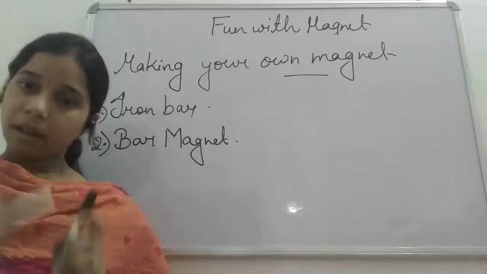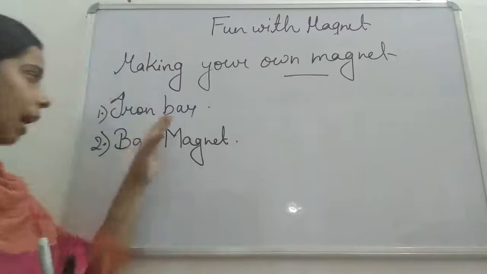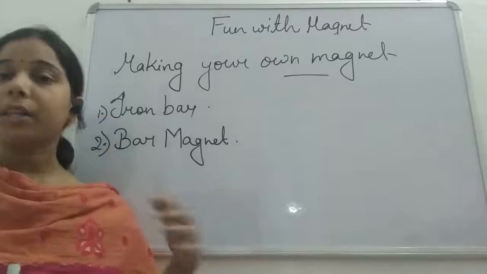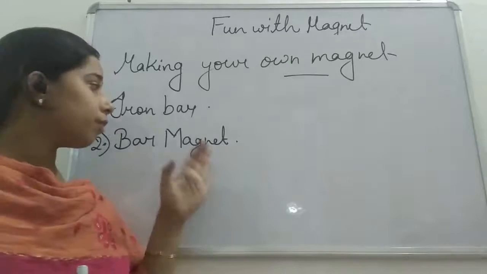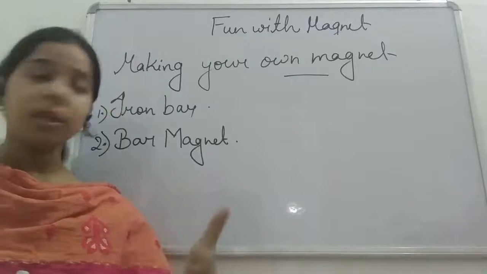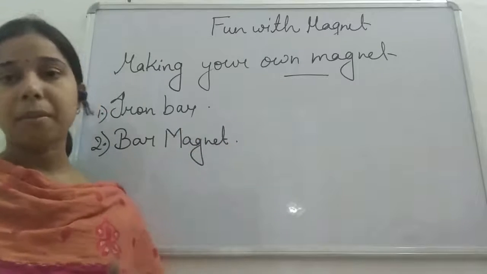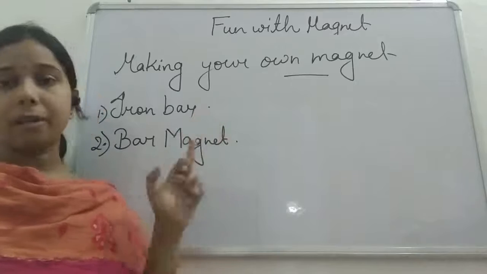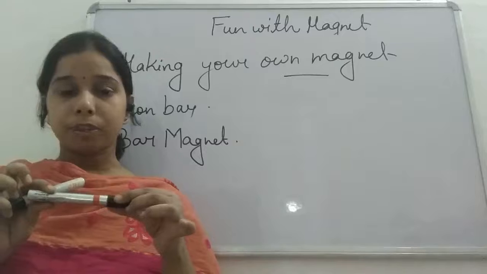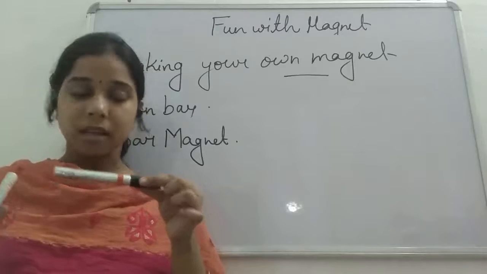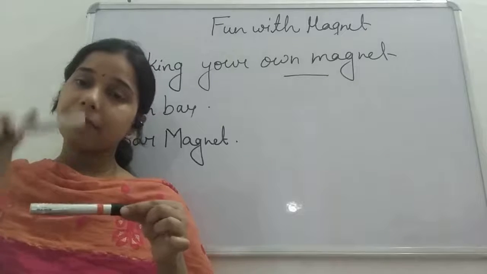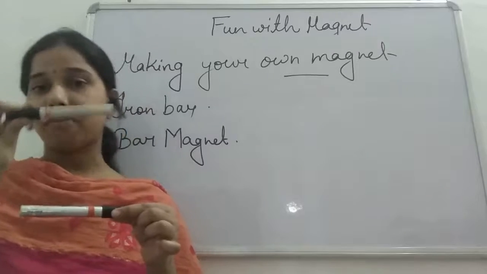Okay, student, I'll explain it again. We will take an iron bar and a bar magnet. We have to convert the iron bar into a magnet, and with the help of the bar magnet, we are able to do that. So we will take the iron bar and keep it on the wooden table. We will hold this iron bar from one end. Now we will take the bar magnet and hold it also from one end.